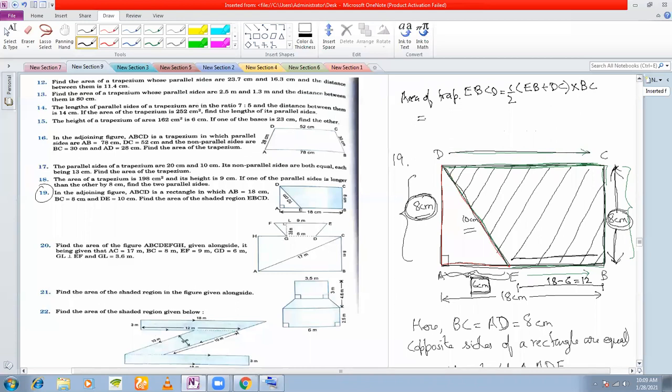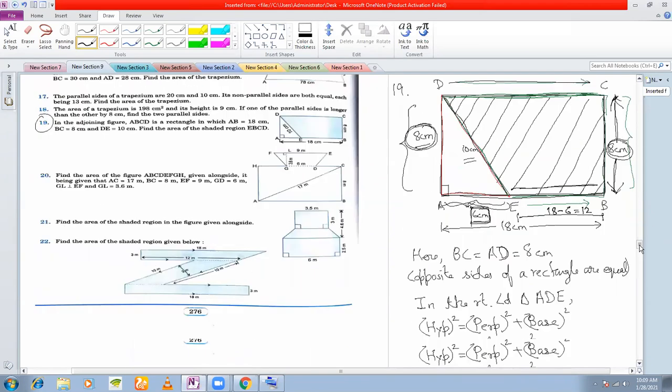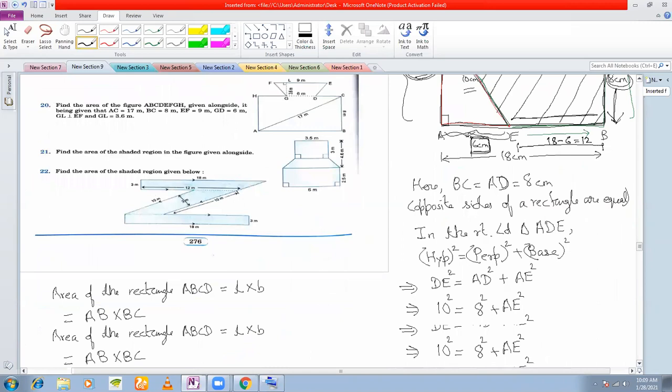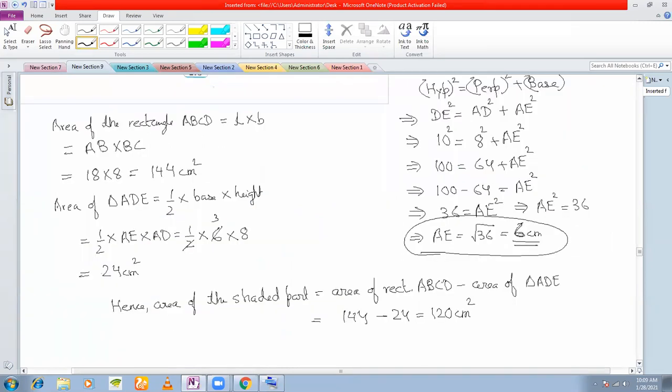Now you just put the values. Half into EB is 12, DC is 18, into 8, which is half into 30 into 8. And you cancel this, you get 120 centimeter square. Okay, so that is what. So whether you want to do it this way, or whether you want to do it the other way, rectangle minus triangle, it's up to you.